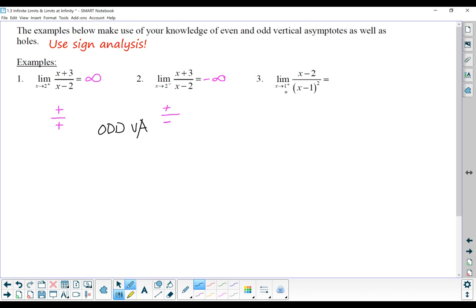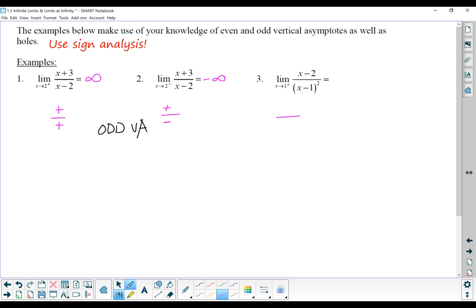the limit as x approaches 1 from the right, and then in number 4 from the left. So again, if we tried direct substitution here, we would get negative 1 over 0, and that is undefined. So direct substitution doesn't work. So we're going to do a sign analysis instead.